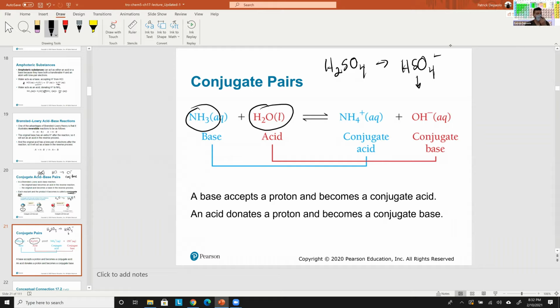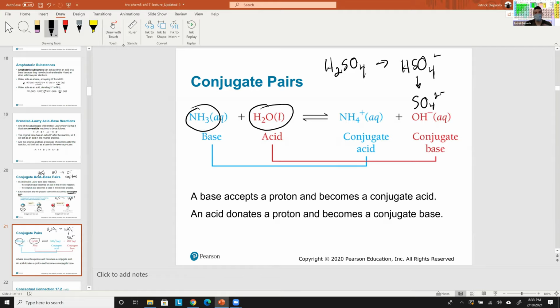So what's the conjugate base for HSO4 minus? Anybody? SO4 what? Right, now it's minus. Good, 2 minus. Yep, you got it. It would be just sulfate. Good. All right.